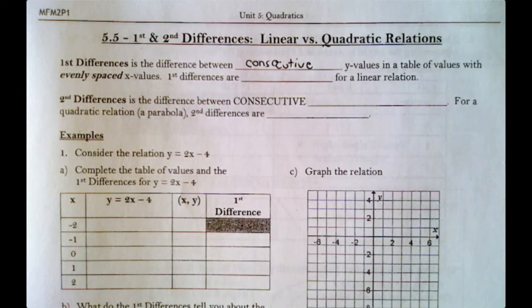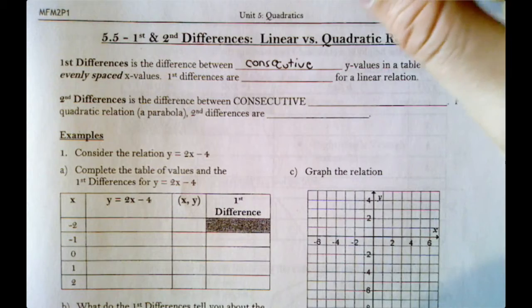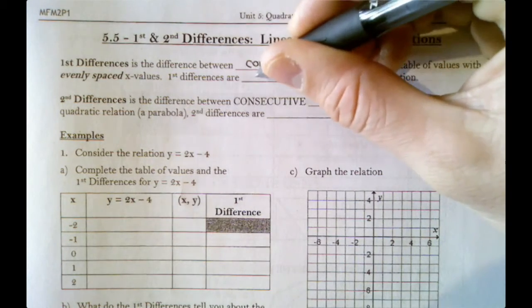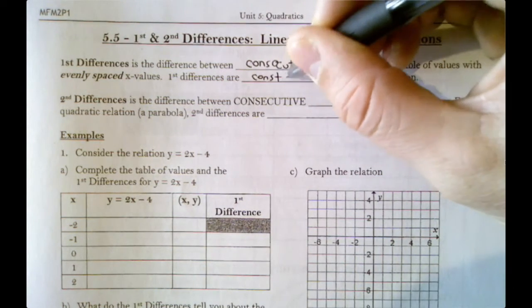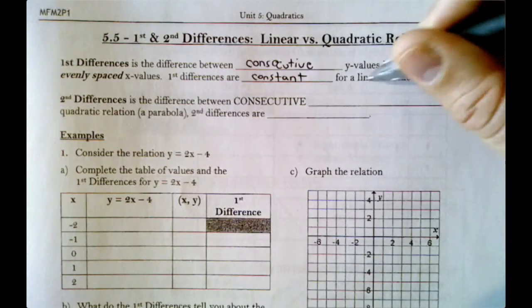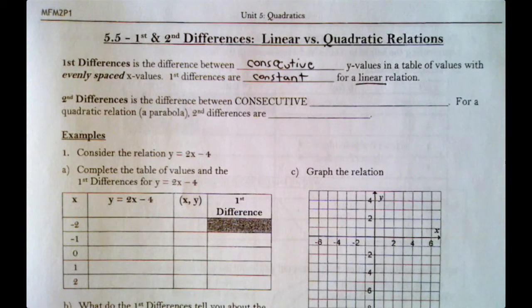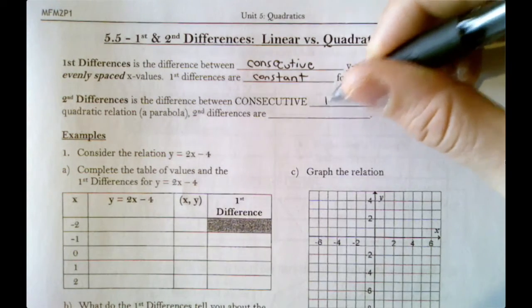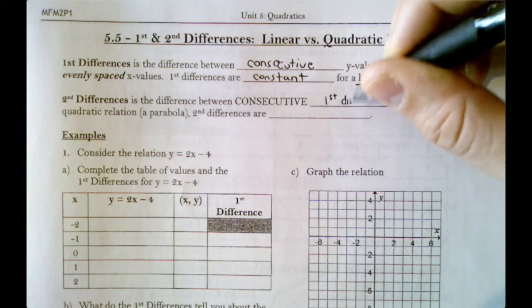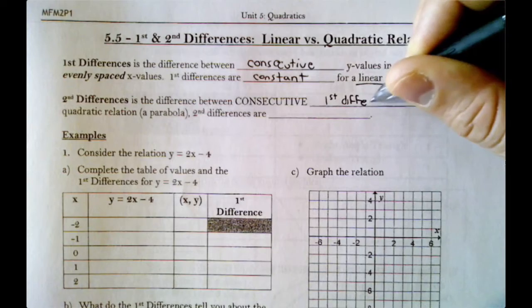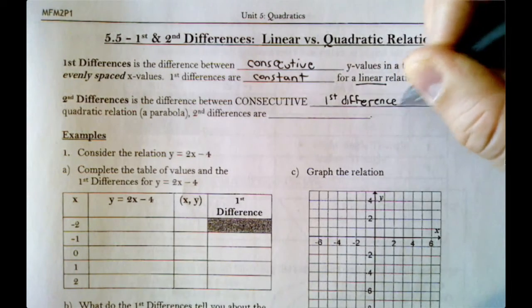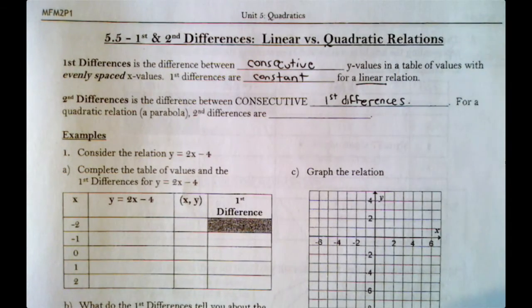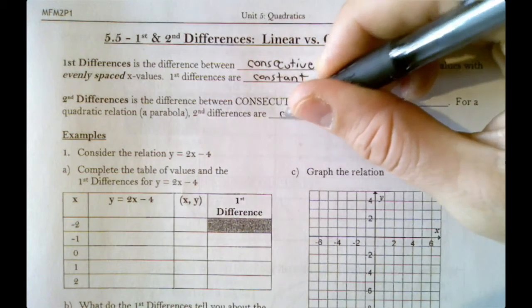In a table of values that have evenly spaced x values, if the first differences are constant, we have a line. Second difference is where you look at the difference between consecutive first differences. I'm going to show you what this looks like in a table in a minute. And for a quadratic relation, the second differences will be constant.